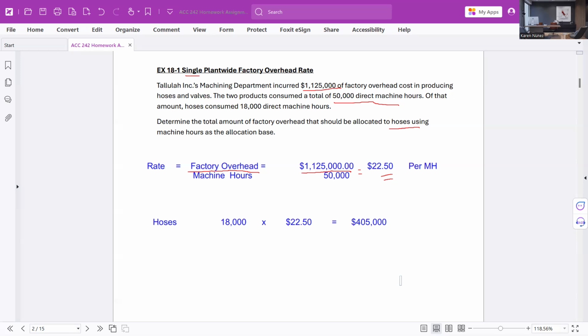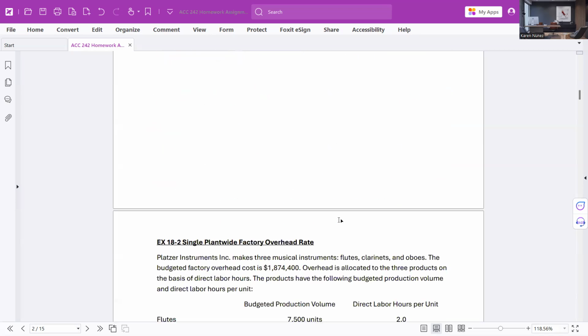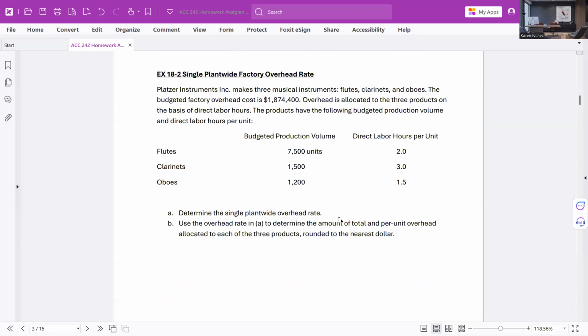Now let's look again, right? We're going to continue in that fashion with a single plant-wide overhead rate, but we're going to do this now for three products. So we're progressing from one product with a single rate to three products with a single rate. But now in this case, we need to find that single rate and then use that rate to assign the overhead to the three products. And we need to know the overhead on a per unit basis for each product. Let's deal with A first, part A.